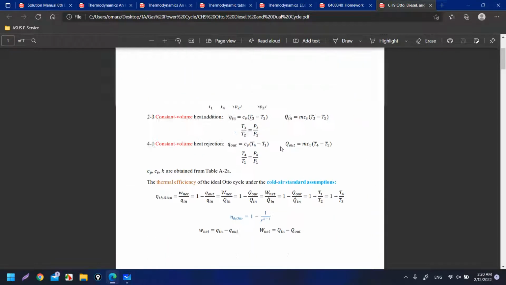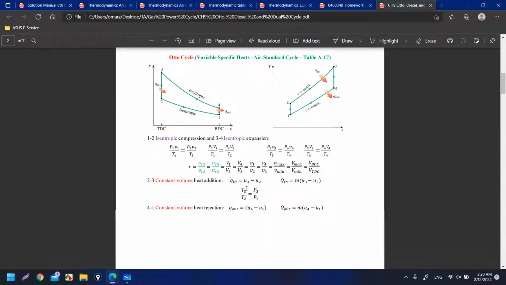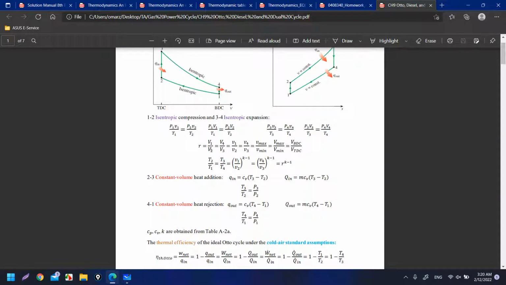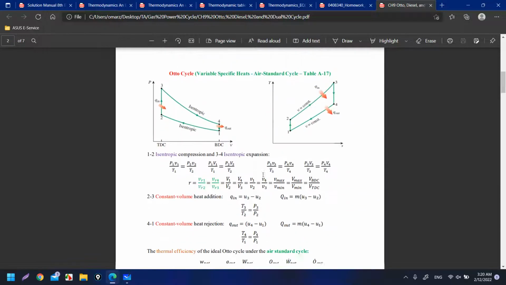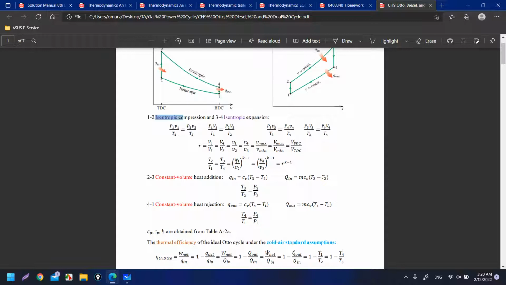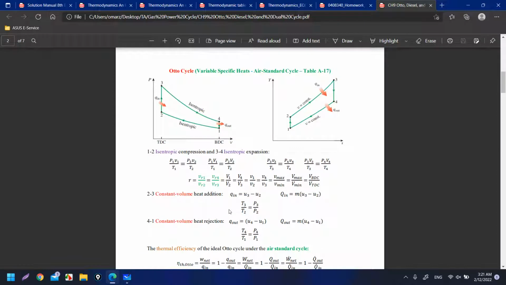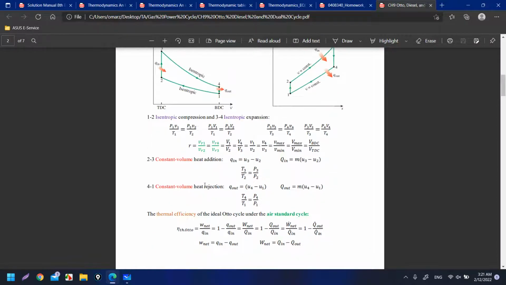The ideal gas law is the same for both of them. For the compression ratio, there is no vr, only V1 over V2 and V4 over V3. You will not see vr. In variable specific heat, we didn't see this equation, the equation for the isentropic process. We used these equations there, but we didn't use them here. We found the temperatures using the table.